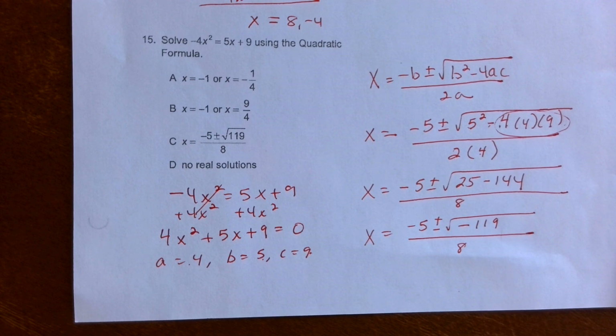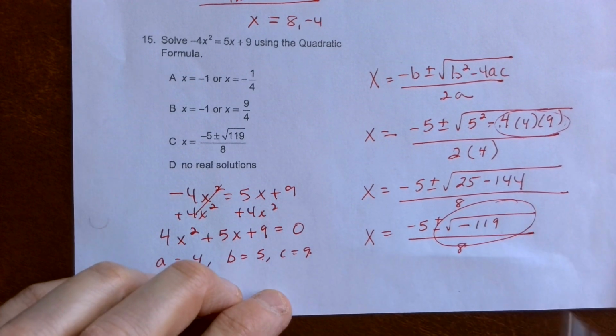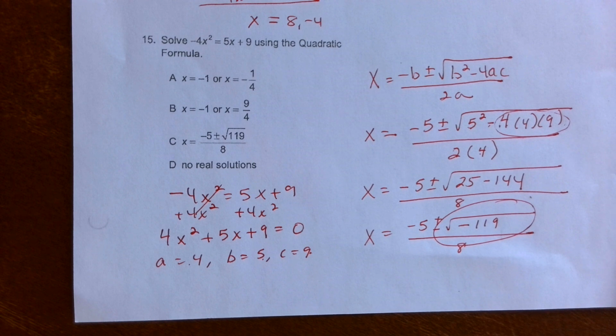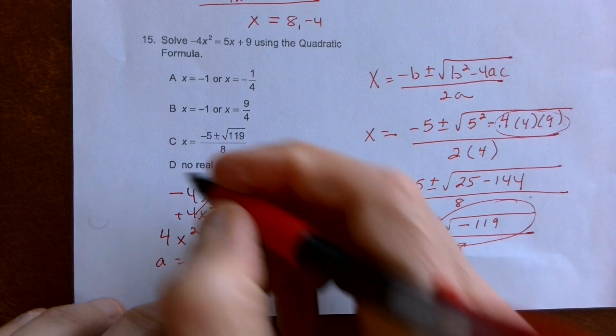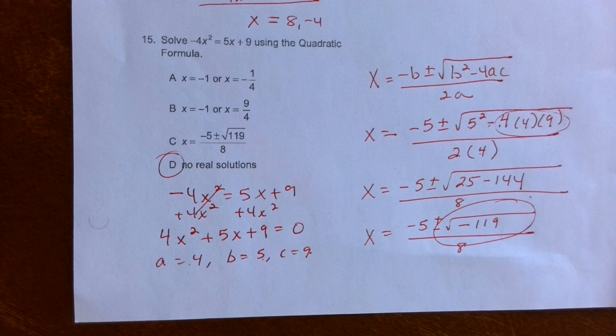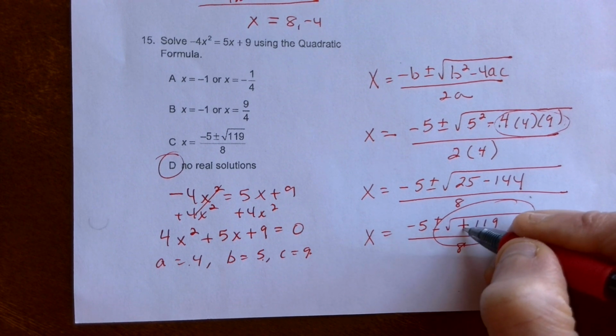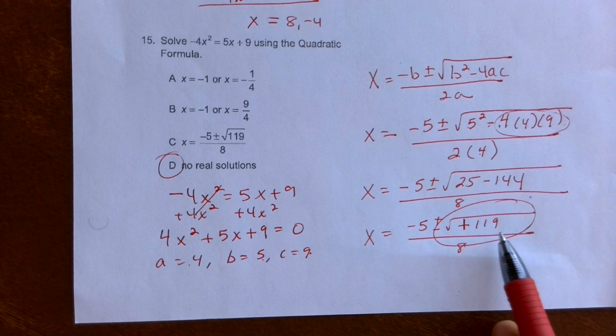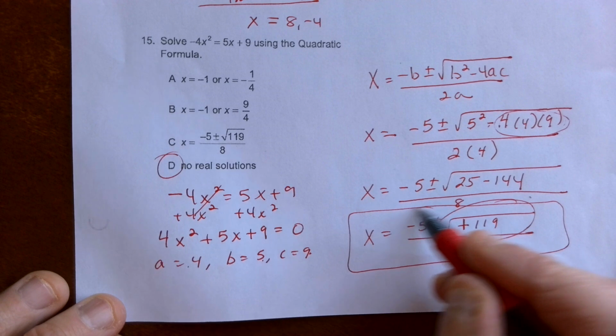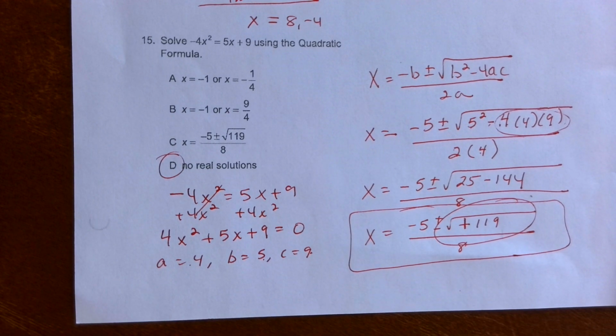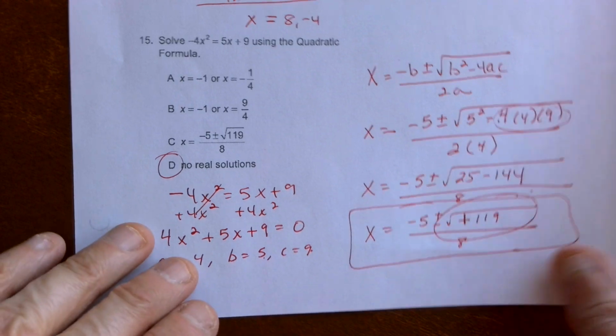Immediately we have a problem, don't we, folks? There's a negative in the square root. You can't have that, so your answer is right here: no real solutions. Now, if this would have been a positive, I'm just going to say, what if, this wouldn't break down anymore anyway, so this is how your answer would have looked if that was a positive, because the square root of 119 can't be broken down.